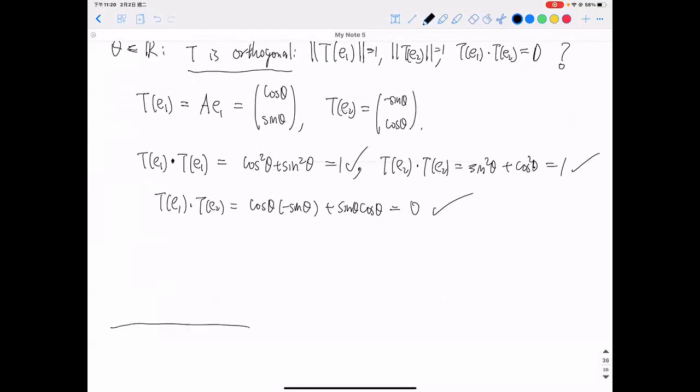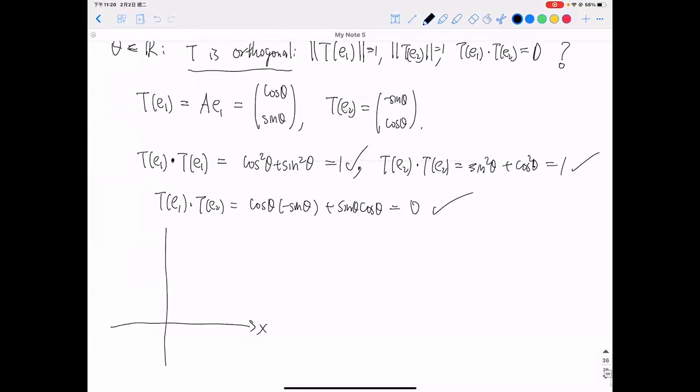Let's say we have our XY plane. This is our R2. If I have a point (a, b) here, let's say this length is r, and this angle is phi. Then using polar coordinates, I know that a is r cosine phi, b is r sine phi.